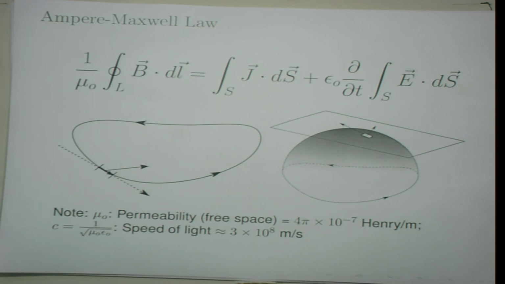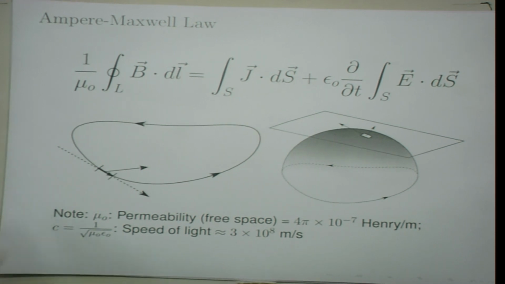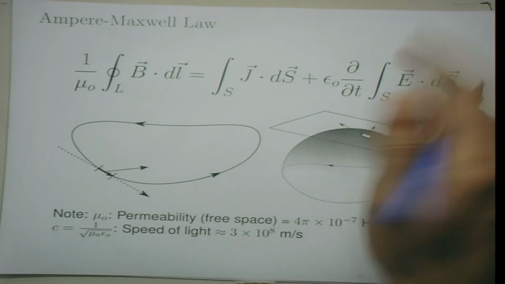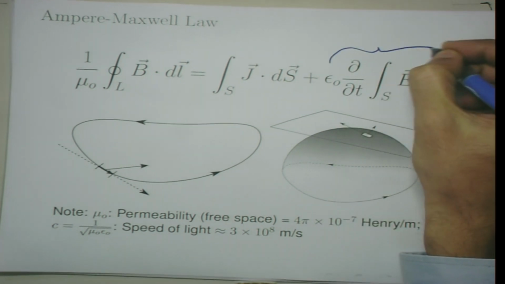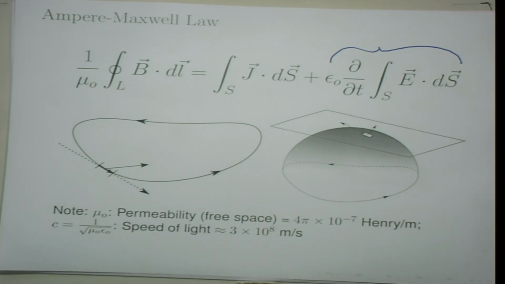Mu naught here is called the permeability of free space. This law is called the Ampere-Maxwell law because Maxwell introduced an extra term and modified the law, and it turns out that this modification is required to make the law consistent with the conservation of electrical charge, which we shall see shortly.